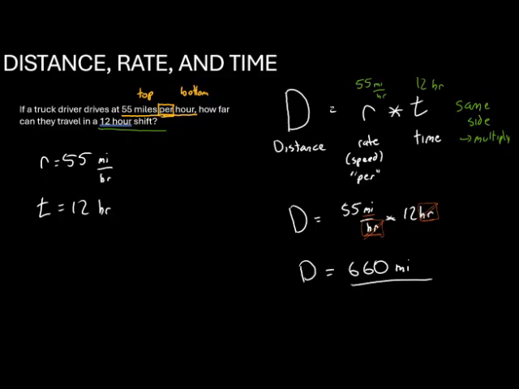Let's check our question one more time and see if they specify what units to use. Notice the question only asked how far can they travel, but didn't specify units. Therefore, it's okay to say miles here. We'll say that the distance they can travel in 12 hours is 660 miles.